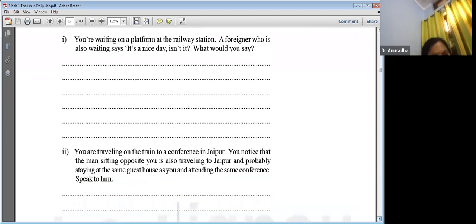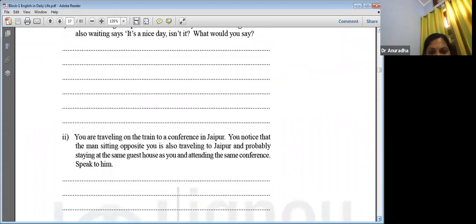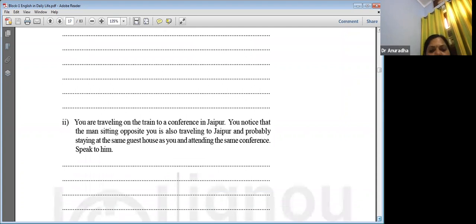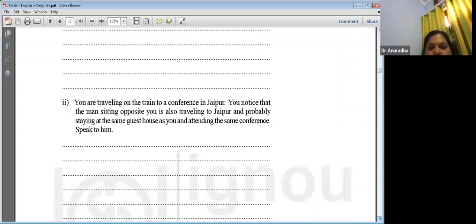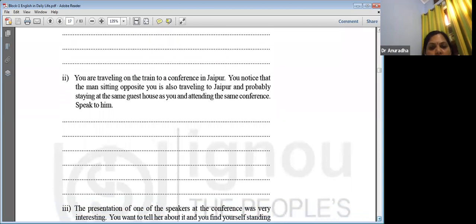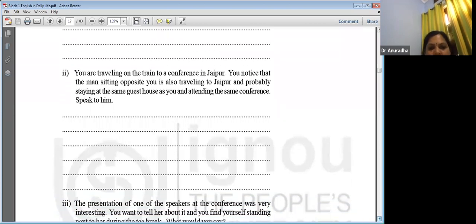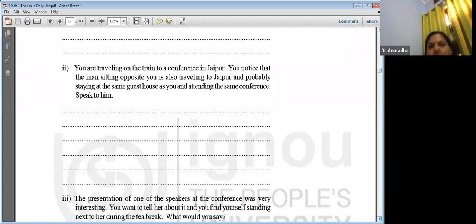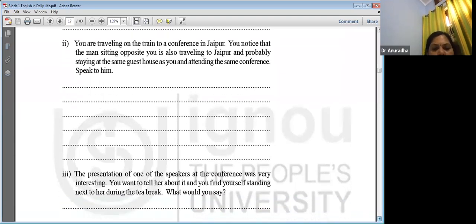Next is, you are traveling on the train to a conference in Jaipur. You notice that the man sitting opposite you is also traveling to Jaipur and probably staying at the same guest house as you and attending the same conference. Speak to him. So how will you ask? So you can ask, hello, I am Mr. Kumar, and I'm going to this conference. Are you going to the same venue or the same place? And he may answer, yes, I'm going over there.